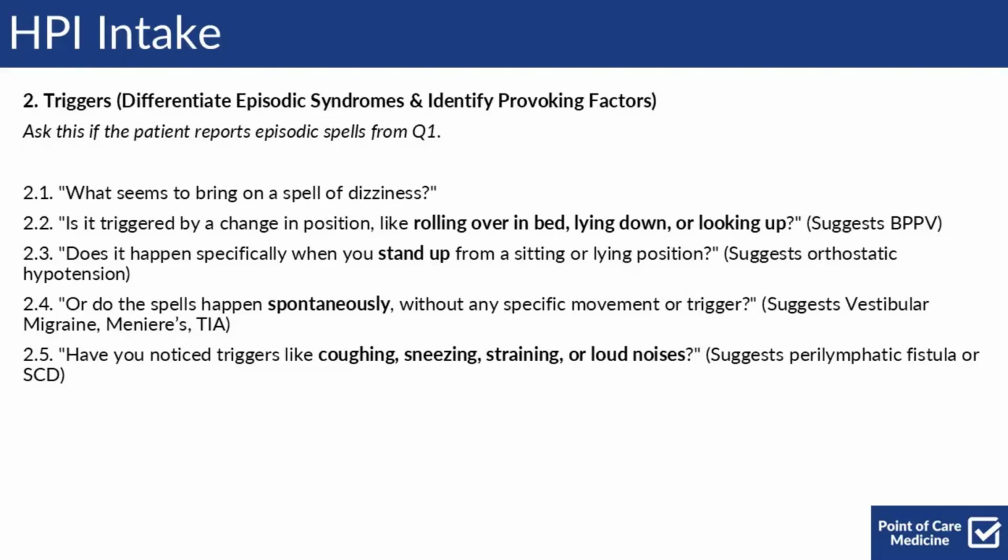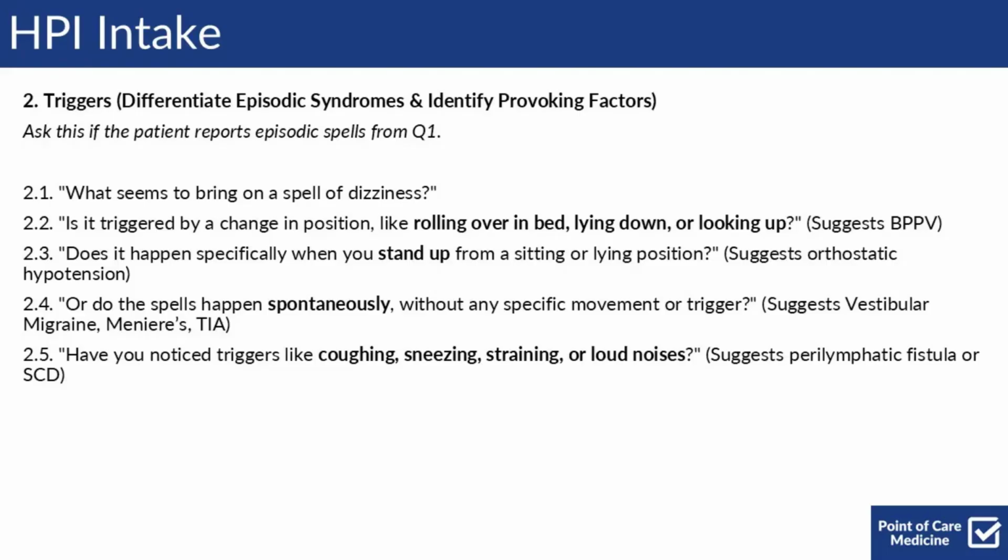Next, for episodic spells, you need to investigate the triggers. Ask the patient what seems to bring on a spell. Is it triggered by a change in position, like rolling over in bed, lying down, or looking up? This suggests BPPV. Does it happen specifically when they stand up from a sitting or lying position? This points to orthostatic hypotension. Or do the spells happen spontaneously without any specific trigger? This suggests possibilities like vestibular migraine, Meniere's disease, or a TIA.